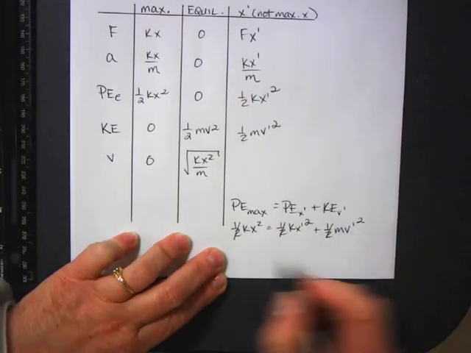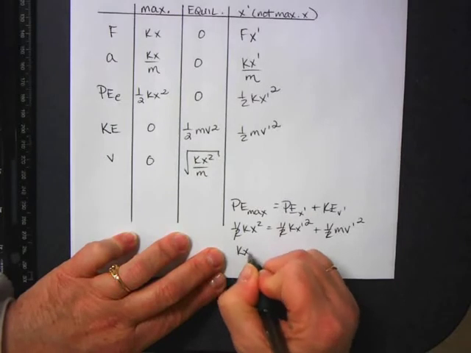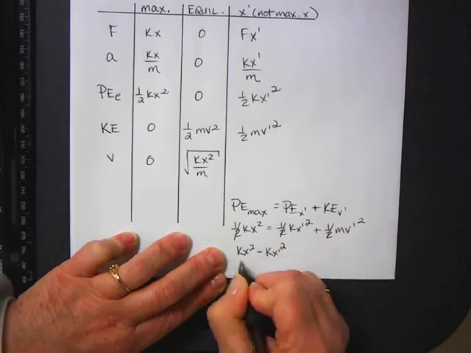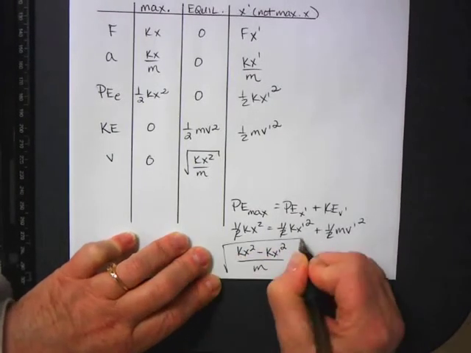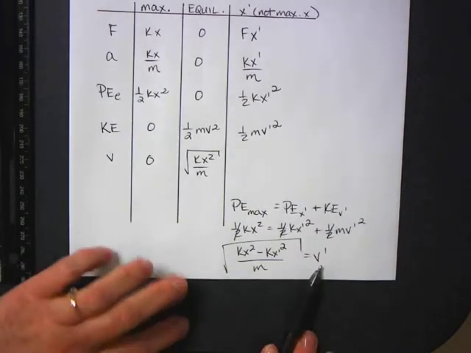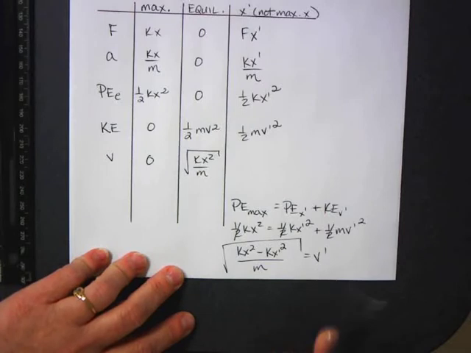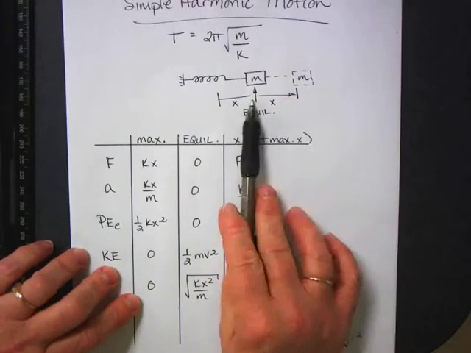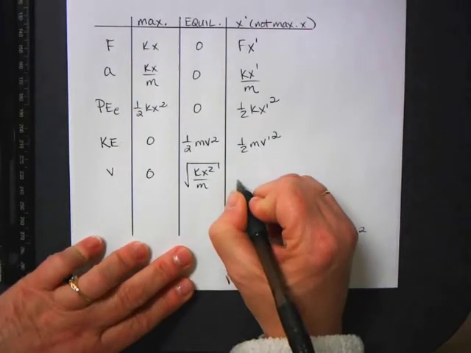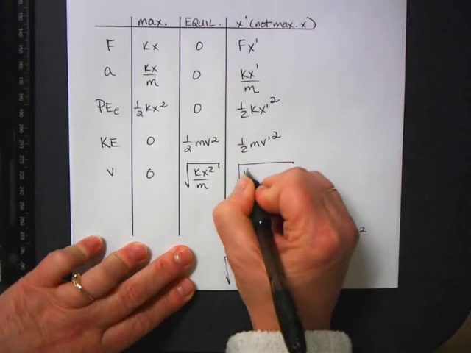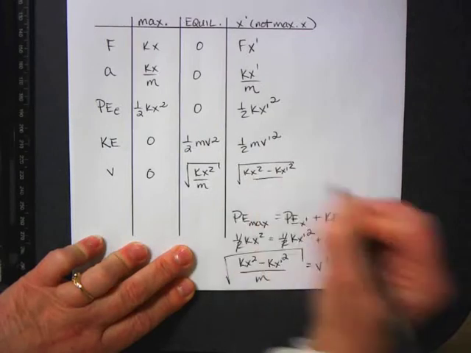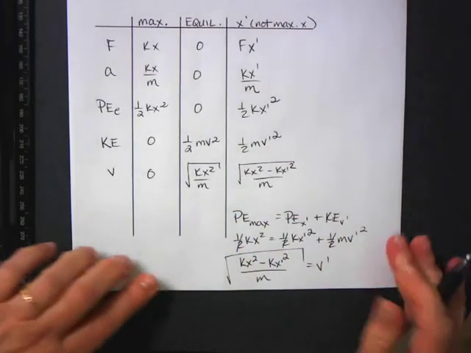The 1/2 cancel. We're going to solve for v prime, and you end up with kx squared minus kx prime squared, all divided by m, and then take the square root to get some velocity, v prime, at an in-between spot, not maximum and not equilibrium. So that'll work for any spot in between. So let's move that up here into our table. It'll be the square root of kx squared minus kx prime squared, all divided by m.